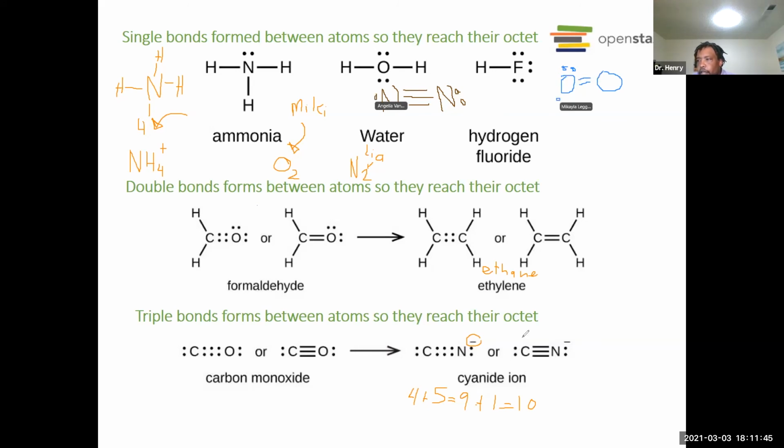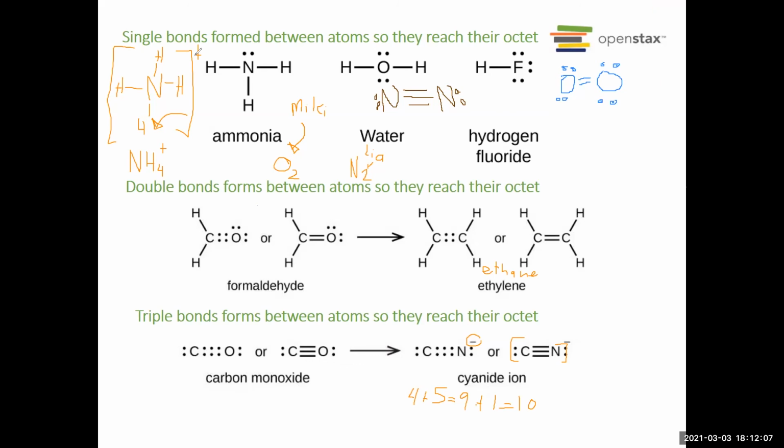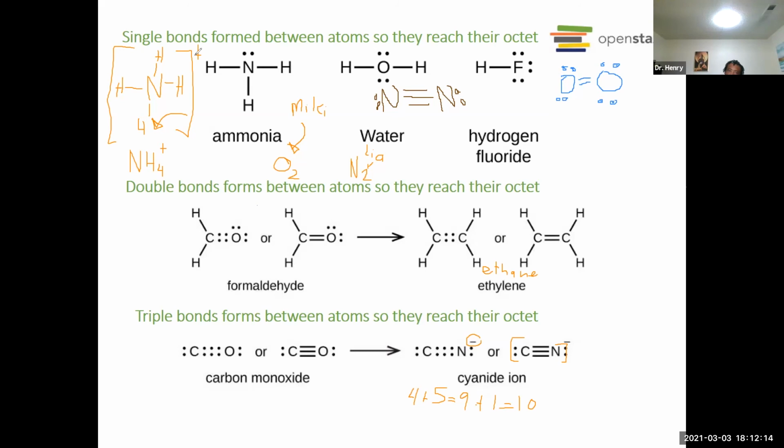Oh, I forgot one thing about this guy. It should have brackets around it, and then it should have that minus on the outside. So you want to put brackets around here and the plus, because we're short 1 electron, right? Is that true, Mauricio? Yeah, that's true. Okay, piece of cake. Good.